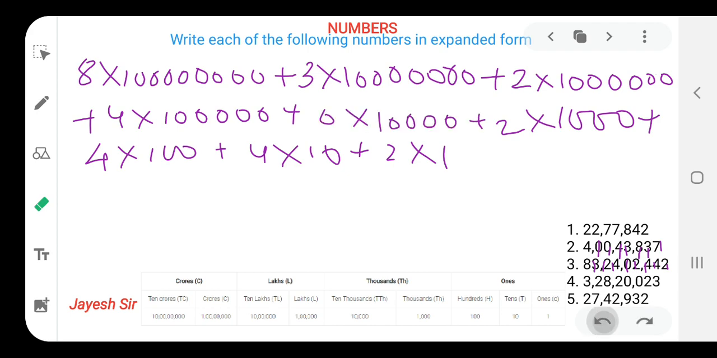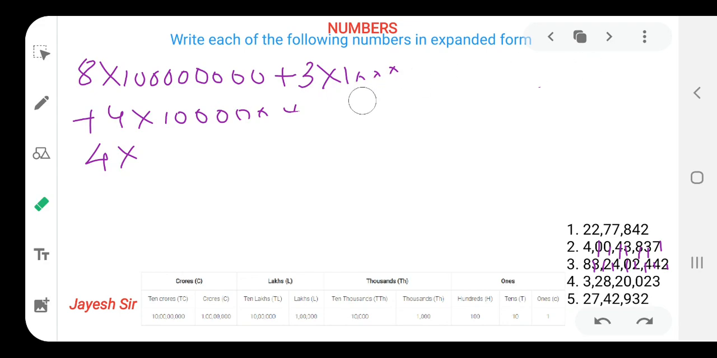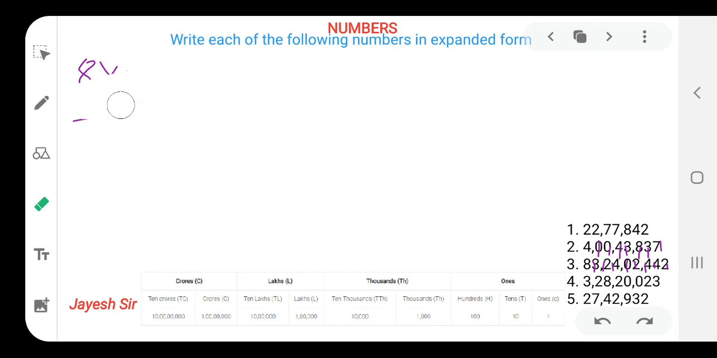So let's begin with our fourth sum. If you understood, you can pause the video and try to solve by your own also. Here each and every one of you has to pause the video and try to solve the next sum on your own only.